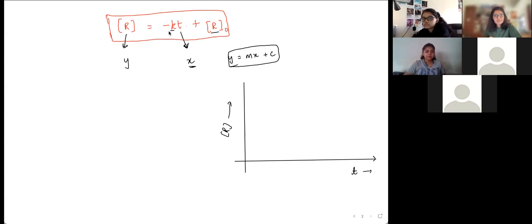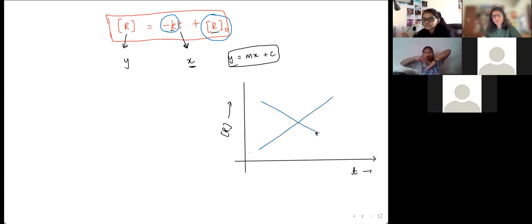Now look at the constants you have over here and tell me what sort of a straight line it would be. It would be downwards. The slope is minus k, so it's decreasing. Will it be like the first one or the second one? The second one, downward sloping. Very good.